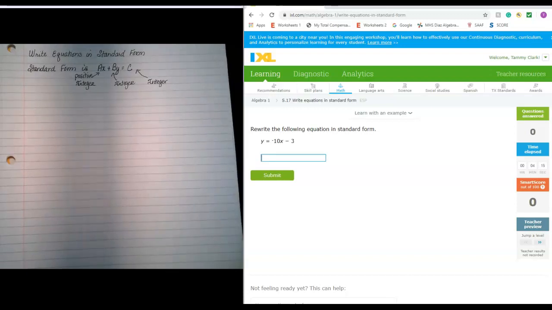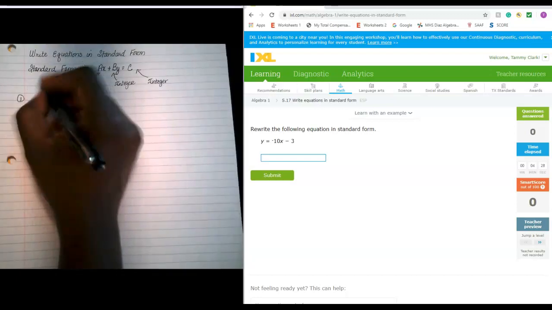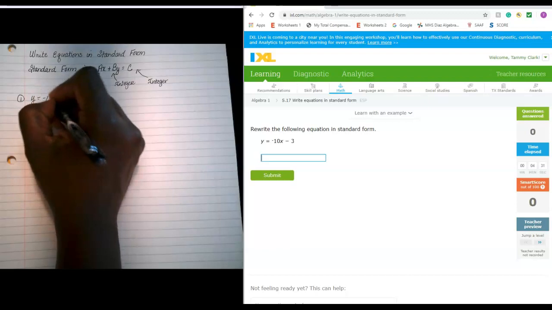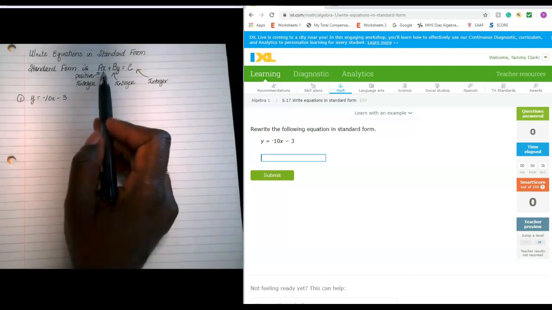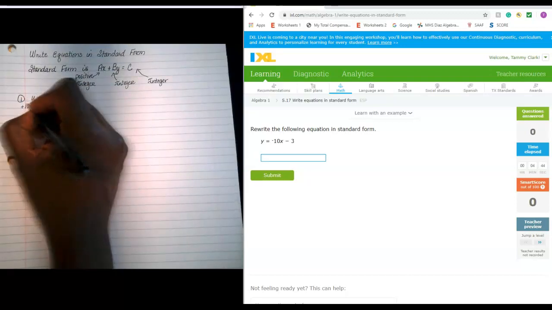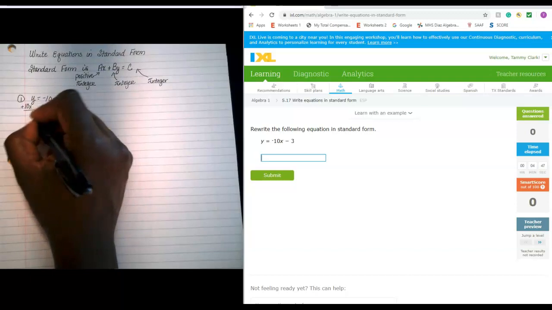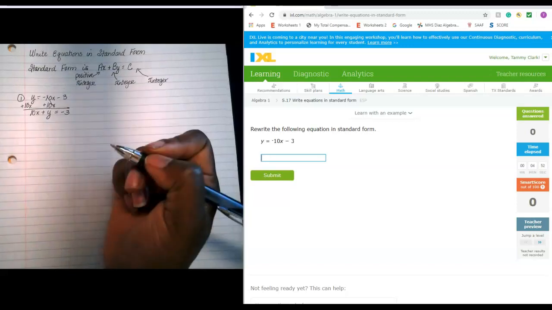So the prerequisite skill that we did on this was solving for y, when we were given different equations. So let's go ahead and look at this one. Number 1, we're going to rewrite y is equal to negative 10x minus 3. Right now it's in slope-intercept form, but we need it in this form. So basically what we need to do is just add 10x to both sides of the equation. And we're left with 10x plus y is equal to negative 3.